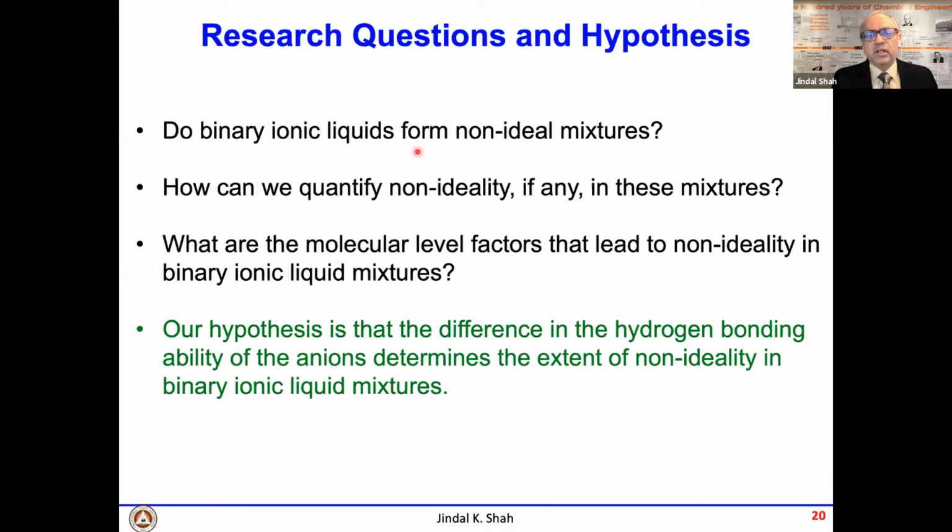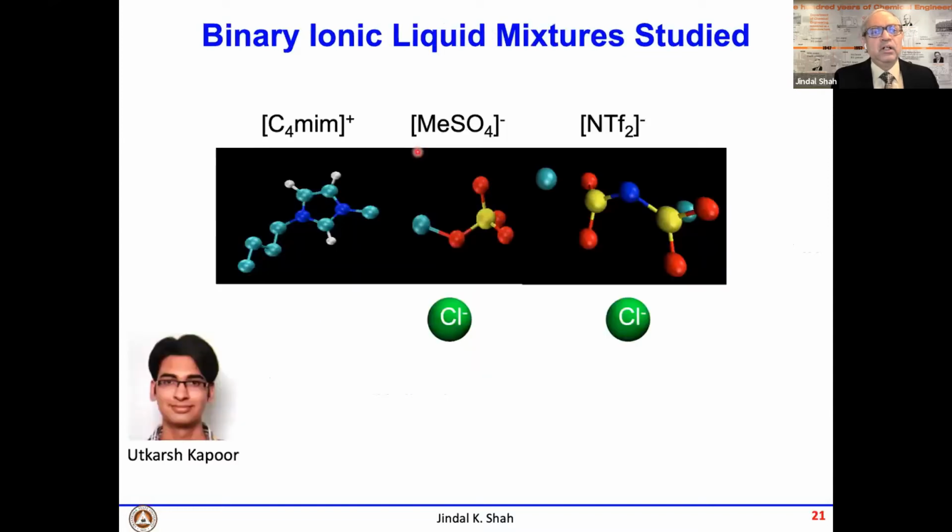Our hypothesis was that when we look at the hydrogen bonding ability, I showed you that hydrogen bonding interactions are very important in ionic liquids. So if there's a significant difference in the hydrogen bonding ability of the anions, then we can expect some non-ideality. And I'll quantify what I mean by significant difference in hydrogen bonding ability a little later.